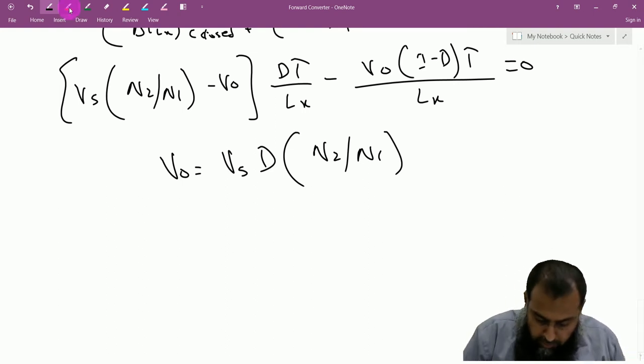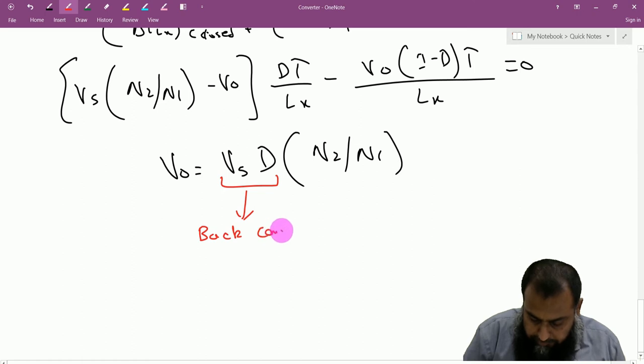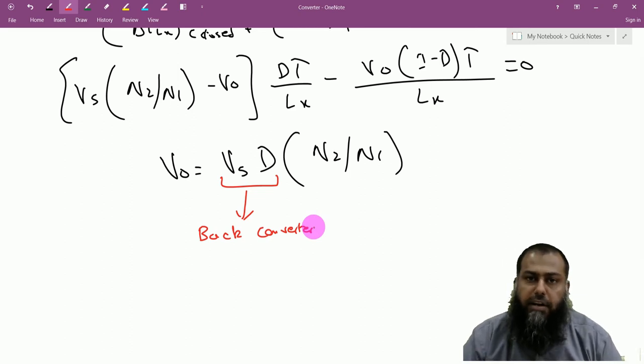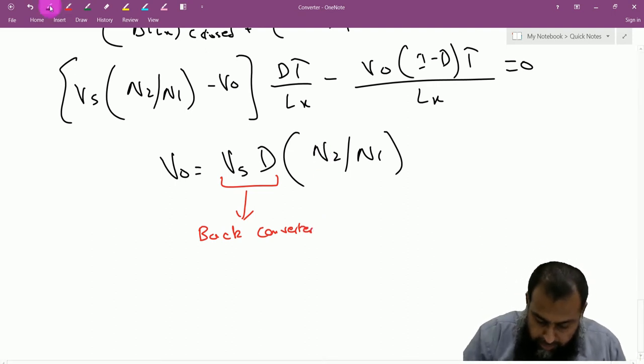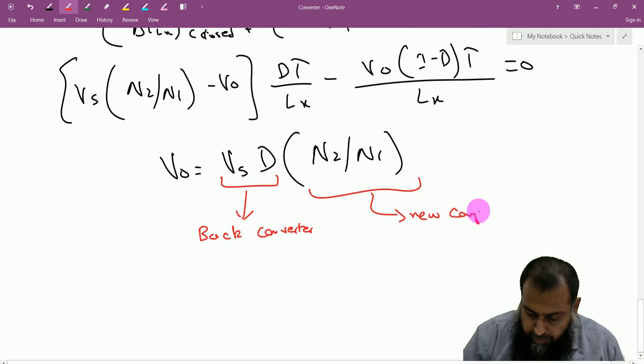If you carefully examine this particular thing, V0 is equal to VS into D. This is nothing but a buck converter relation here, right? So buck converter also has linear control expression, and that is for this forward converter as well. We have a linear control characteristic for a forward converter. Rest is this N2 over N1. This is actually a new component in the voltage gain expression.